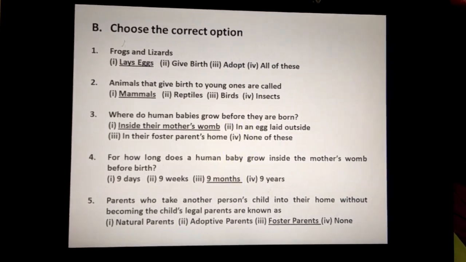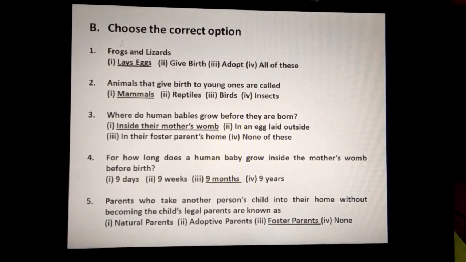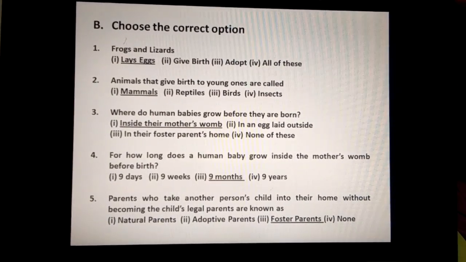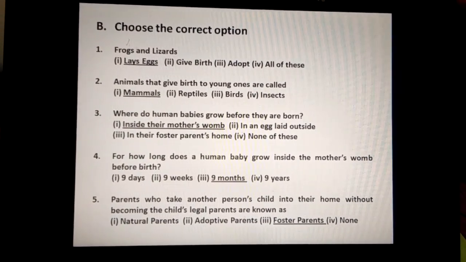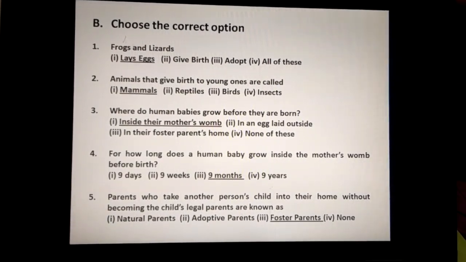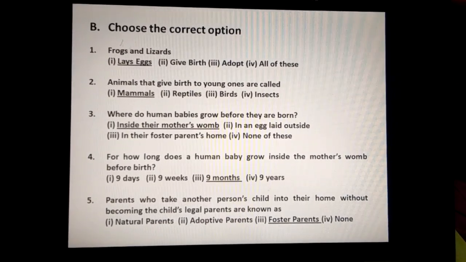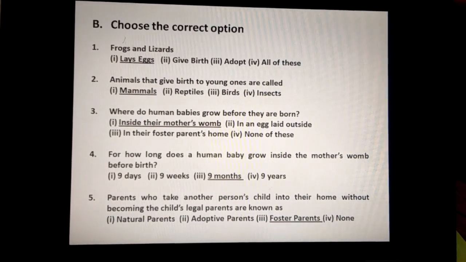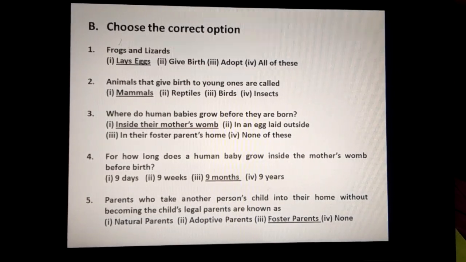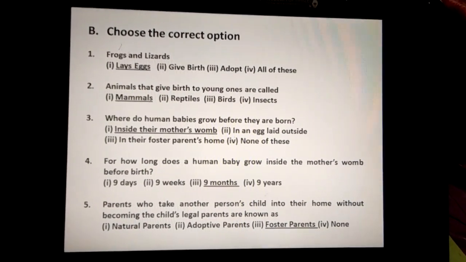Fourth, for how long does a human baby grow inside the mother's womb before birth? First is 9 days. Second is 9 weeks. Third is 9 months. Fourth is 9 years. Answer is 9 months. Fifth, parents who take another person's child into their home without becoming the child's legal parents are known as. First option is natural parents. Second, adoptive parents. Third, foster parents. Fourth, none of these. The answer is foster parents.